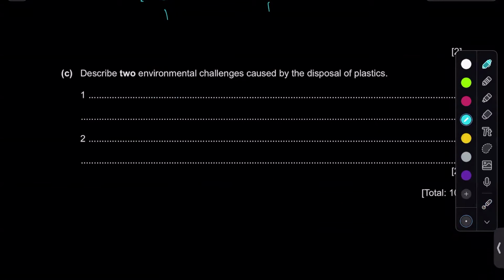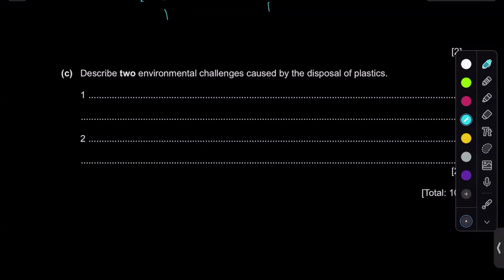Describe 2 environmental challenges caused by disposal of plastics. We've been through this. The problem is getting rid of them. We bury them in landfill sites, लेकिन कितनी landfill sites आप fill करेंगे? We burn them, but that causes dangerous chemicals to be released in the environment. And we put them in water, they find their way to oceans में, जैसे great garbage patch है. So that's also a problem.